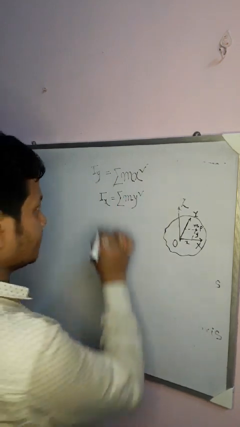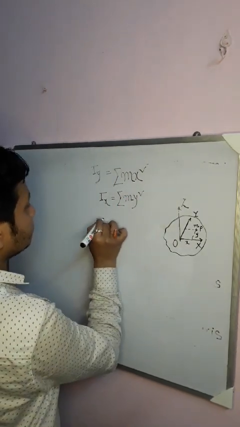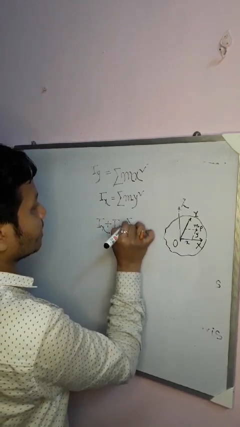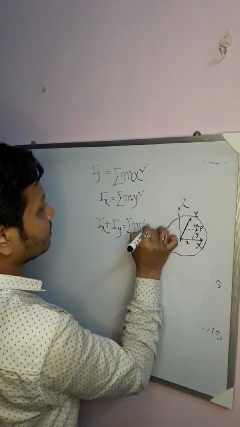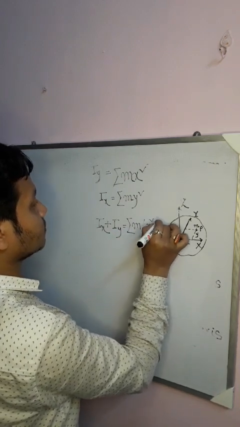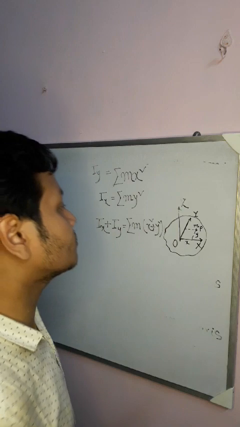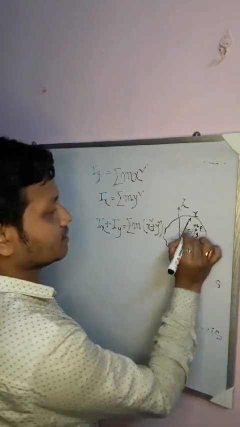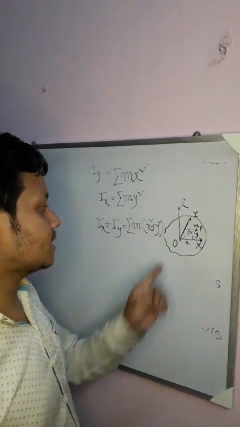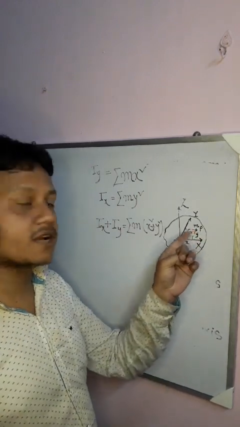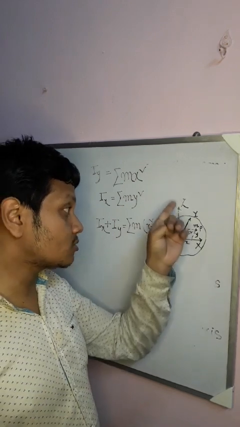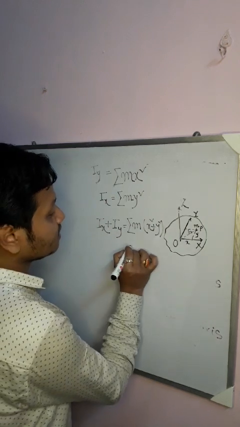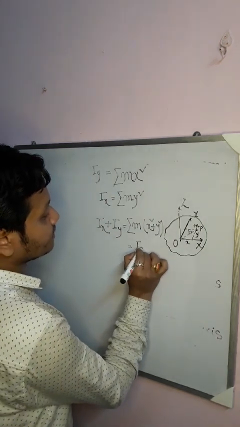Now if I add these two expressions, that is Ix plus Iy, we get the summation over m into x square plus y square. Now what is x square plus y square? If we take it as r, it is r square, and r is the distance of the point P from the z axis. That means simply we can write it as Iz.